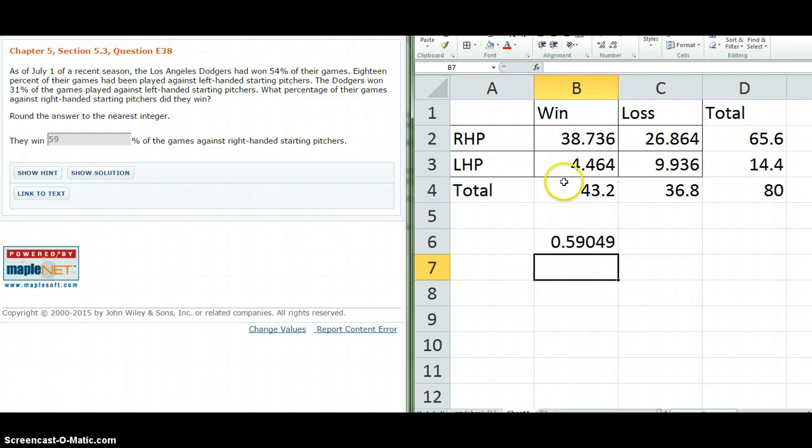So another key part to notice here, notice that we know that they won 54% of their games, but when they play against right-hand pitchers, they won 59% of the games. Of course, against left-handed pitchers, they weren't as good. So if you were going to play the Dodgers, you would want to know this information, and if possible, you would probably want to start a left-hand pitcher against them, knowing that they don't do as well against left-hand pitchers. So this is how you would use this kind of data.